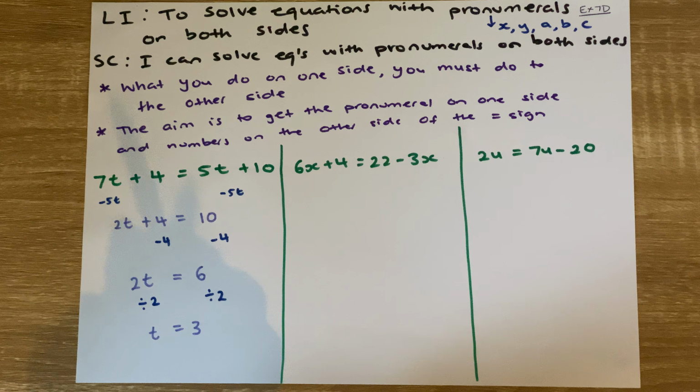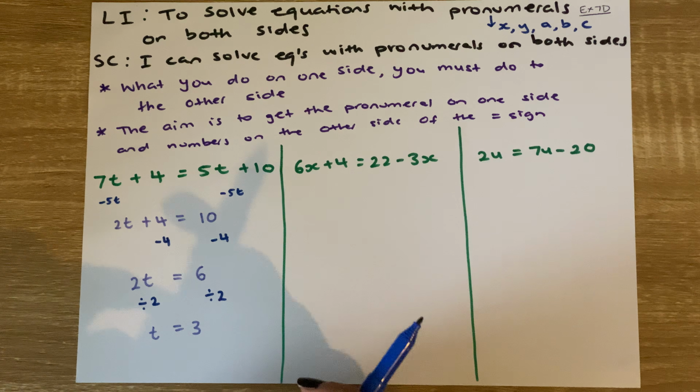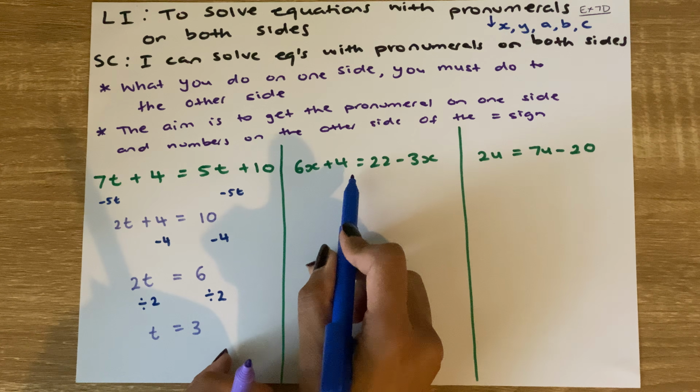All right, let's have a go at another one. So in this instance here, I've got 6x plus 4.